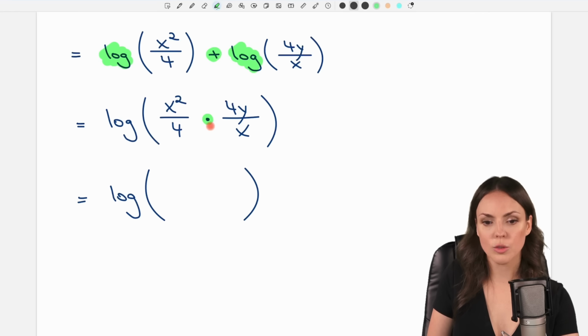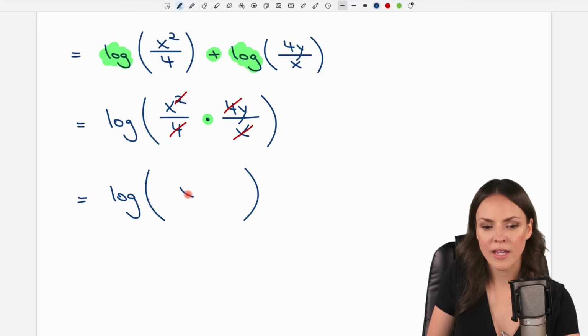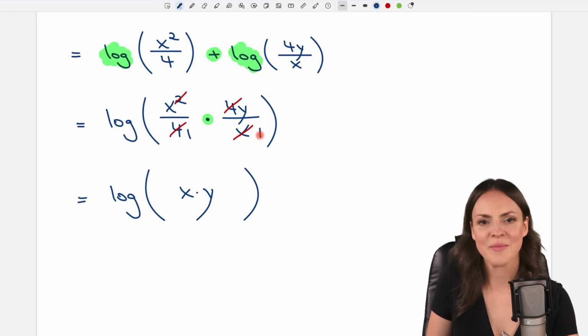We have a product, and we can cancel things out if it's possible. So the 4, for example, cancels out, and we have x squared here and an x here, so one of these x's can be canceled out as well, so that in total we only have x times y, and in the denominator there is nothing in here anymore, so there are only ones, so 1 times 1 equals 1, and we don't have to write it down at all. So this is our simplified version of this big expression.